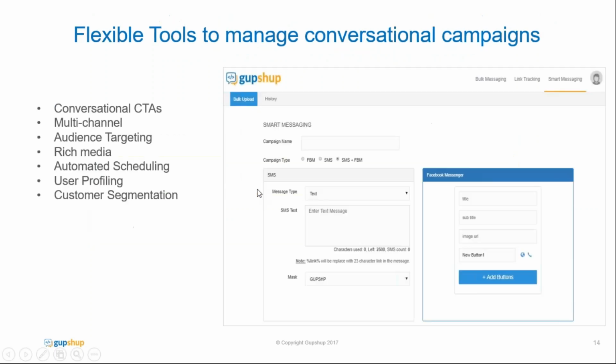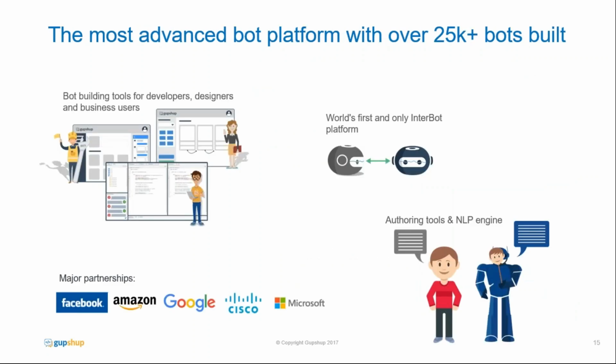So, moving on. As I mentioned, we also now have a campaign tool where you can create conversational CTAs. You can create it for multiple channels. Then you can select your target audience. You can select rich media and automate. You can also schedule it. So there is a lot you can do with this campaign tool. Along with that, we also have our bot platform, which I would say is one of the leading bot platforms out there. We also have major partners in Facebook, Amazon, Google, Microsoft, etc.